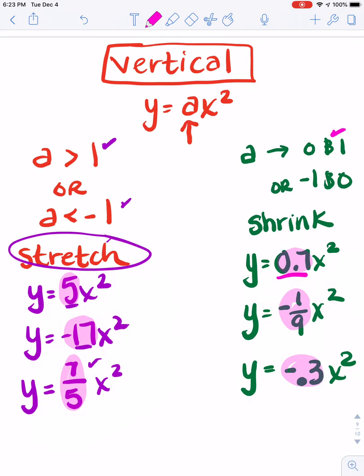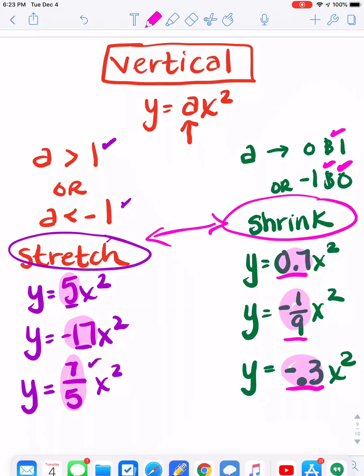0.7 means that's between 0 and 1. -1 over 9 is going to be between -1 and 0. And -0.3 is again going to be between -1 and 0. So you should be able to look at the equations and tell if it's vertical and then if it's a shrink or if it's a stretch.